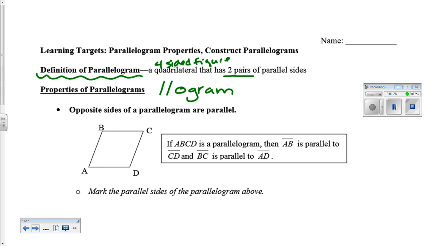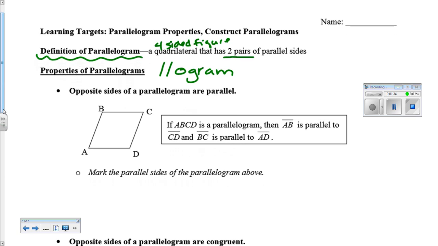Okay, so let's talk about our properties. There are 5 of them. The first one: opposite sides of a parallelogram are parallel. So in order for it to be a parallelogram, this must be true. All right, if I tell you it's a parallelogram, you can also conclude these things to be true. So if I'm looking at this parallelogram here, ABCD, AB is parallel to CD and BC is parallel to AD.